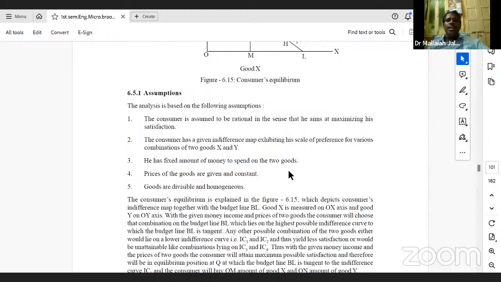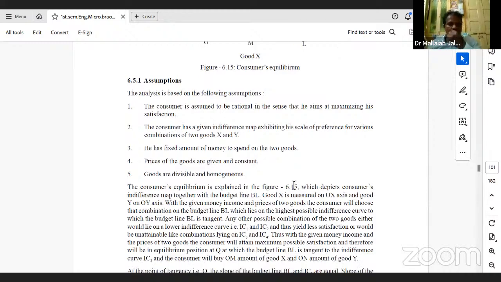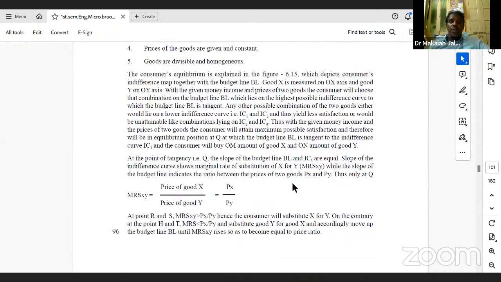And the goods are divisible and homogeneous commodities. Homogeneous products means the same kind of commodities. That you have to remember. So there is one condition, as I said: the marginal rate of substitution of X for Y equals the price of commodity X over the price of commodity Y, that is, the ratio of the price of X commodity to the Y commodity price.